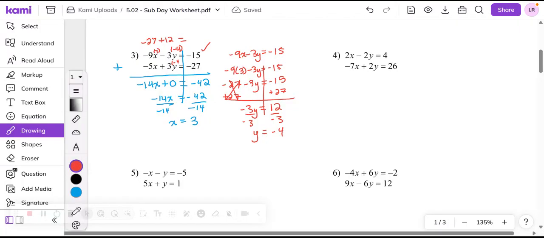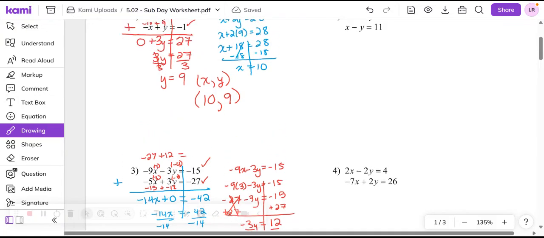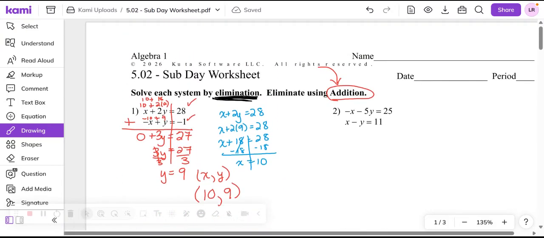Okay. My x is 3. Negative 5 times 3 is negative 15. My y is negative 4. 3 times negative 4 is negative 12. And negative 15 plus negative 12 is negative 27. So I'd get 3, negative 4. Again, make sure you put in your x answer, then your y answer. Okay, so that's how we would do our elimination problems using addition.